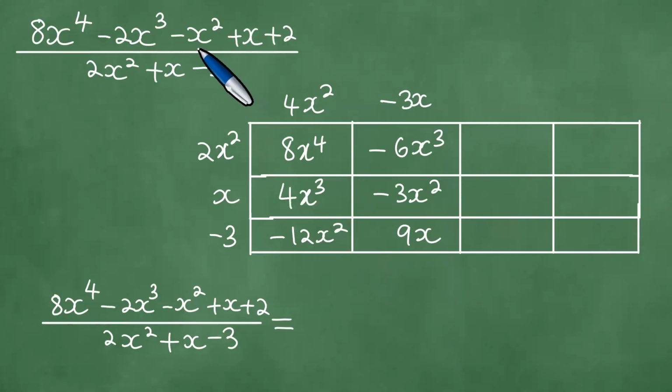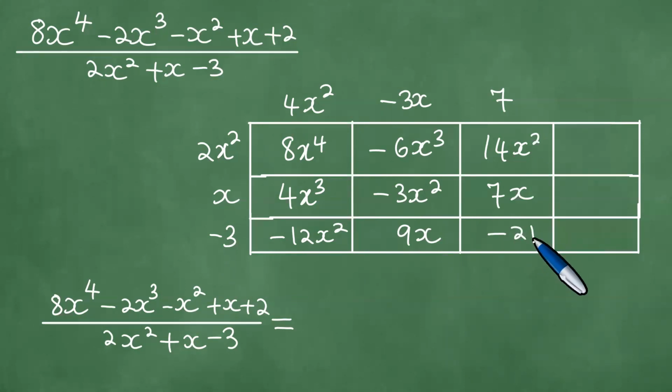So now the quadratic terms must add up to minus x squared. So we have minus 12x squared minus 3x squared, which is minus 15x squared. And therefore, we must add 14x squared, because minus 15x squared plus 14x squared is minus x squared. We divide 14x squared by 2x squared, we get a 7. So 2x squared by 7 is 14x squared, but also x by 7 is exactly 7x, like so. Minus 3 by 7 is minus 21. Okay, we are happy. We have this.